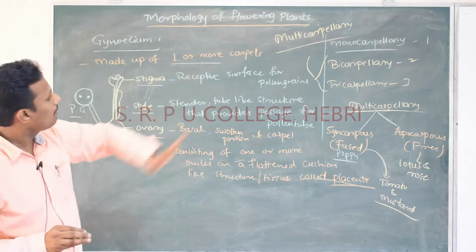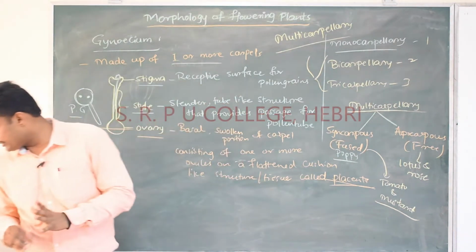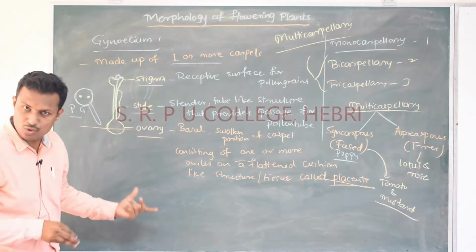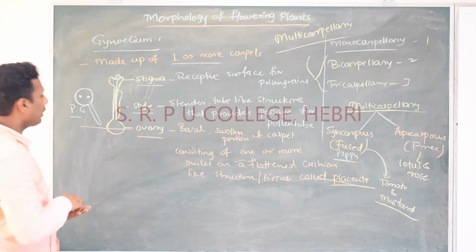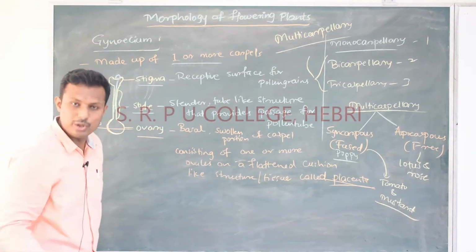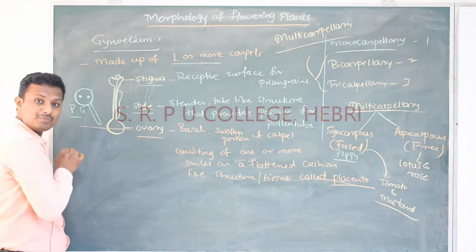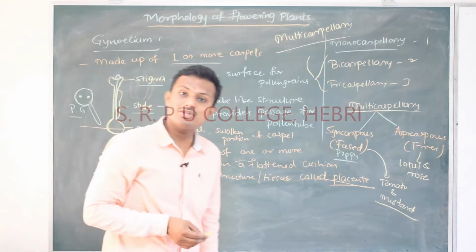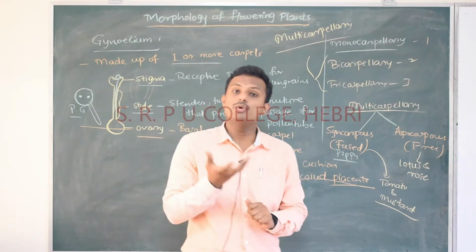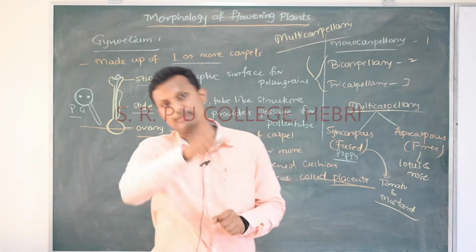So this is the basic idea of the gynoecium, what the different parts in the gynoecium are, and their functions also. And you should understand one more thing about the ovary. This swollen portion is called the ovary, and inside it there are ovules. How are the ovules arranged? On a flattened cushion-like tissue called placenta. Those ovules consist of the female gametophyte and female gamete.